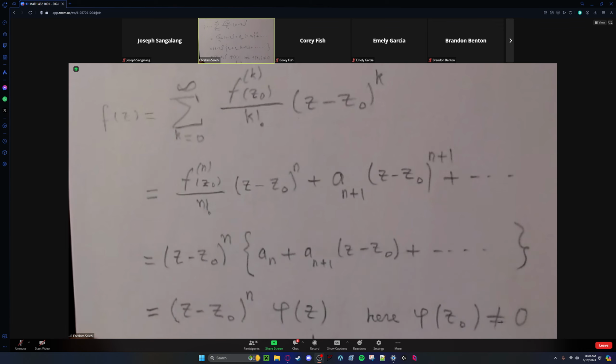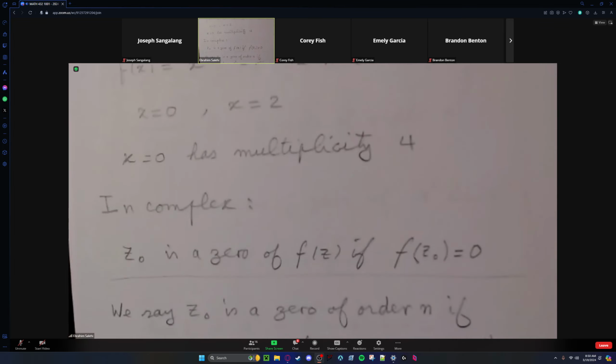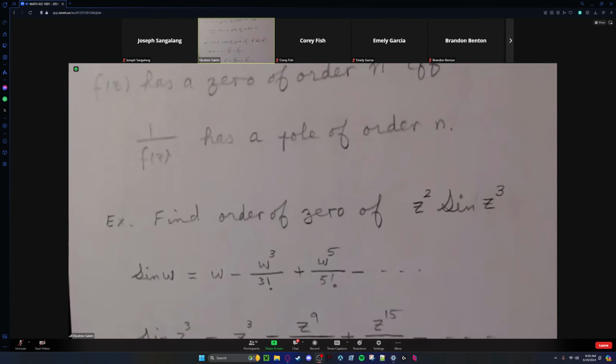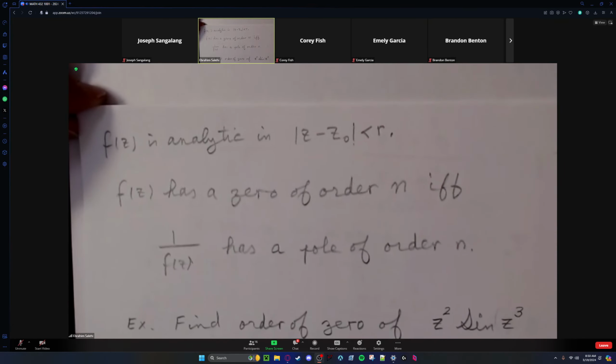If this guy is 0 at this point, that means we have another 0 in the structure of this. So this guy has got to be 0. So that is the 0 of a function. And there is a beautiful correlation between zeros and poles. The relationship between these two is right here.